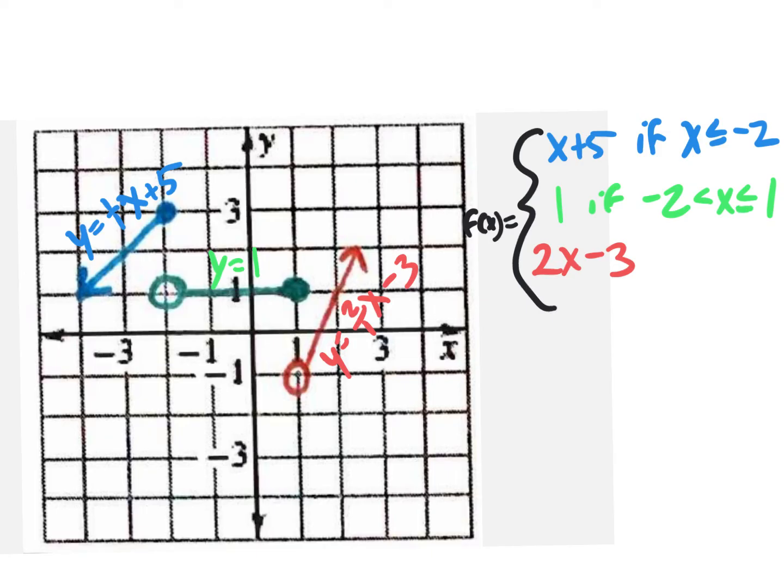And now we're ready to move on to the next one, the red one. Okay, this last one, y equals 2x minus 3. What is the condition? Go to your x-axis. Where does this red line start existing? That endpoint is at that x value of 1, and it's not to the left. That would be less than. It is to the right. That is greater than. And it's not greater than or equal to, because that's not a solid dot. It's just greater than. So we're going to say if x is greater than 1.